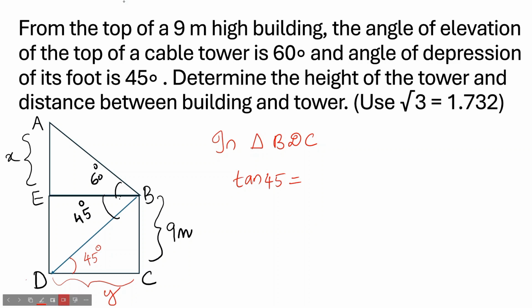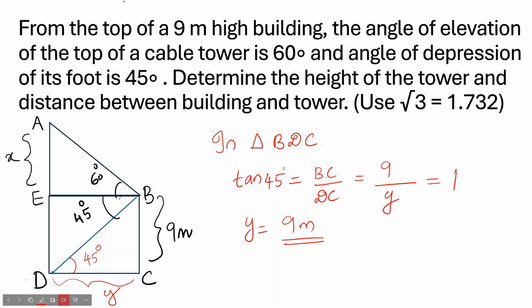Okay, tan is opposite side by adjacent side. That is BC divided by DC. What is BC? It is given as 9 meter. And what is DC? We have to find it. We just write Y, so 9 over Y. And what is the value for tan 45 degree? It's 1. So Y will be 9 divided by 1, 9 meter.